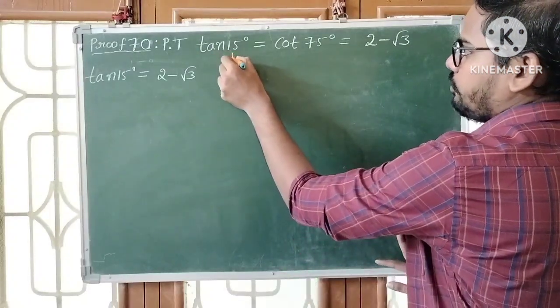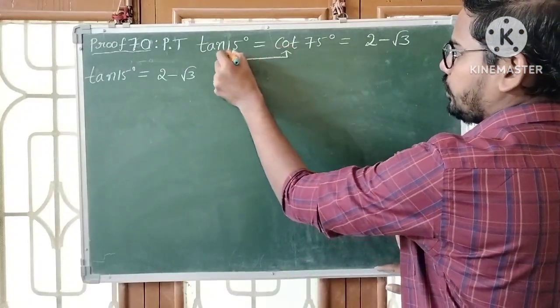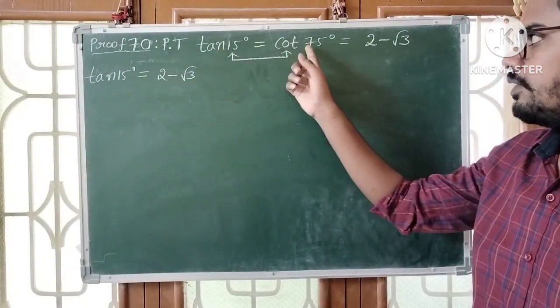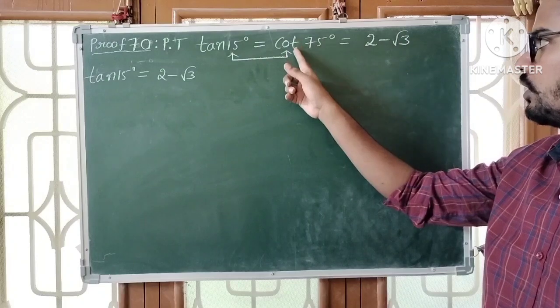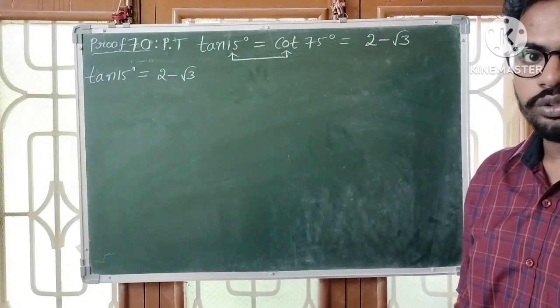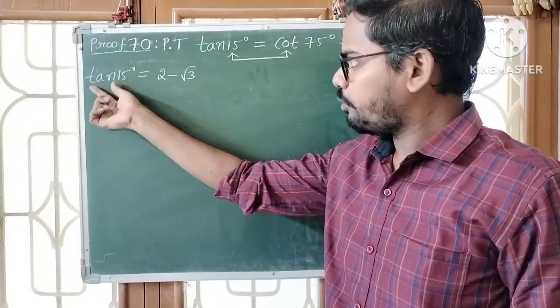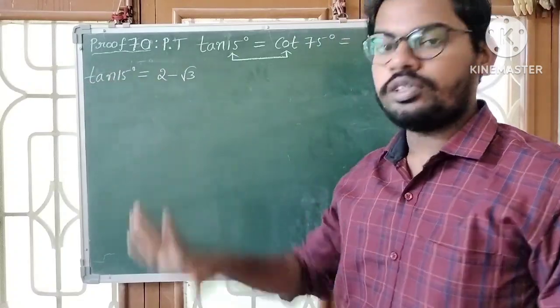Later we can prove tan 15 degrees is equal to cot 75 degrees. If tan 15 degrees is equal to cot 75 degrees, automatically tan 15 degrees is equal to cot 75 degrees equal to 2 minus root 3. So first of all, let us prove why tan 15 degrees is equal to 2 minus root 3.